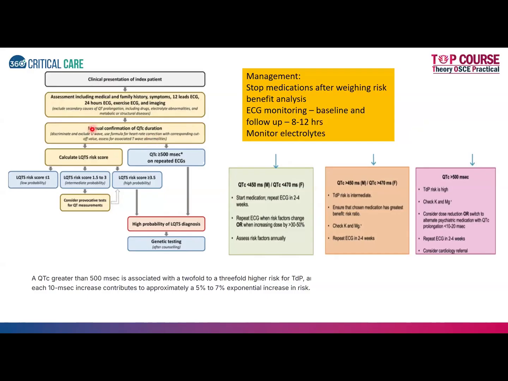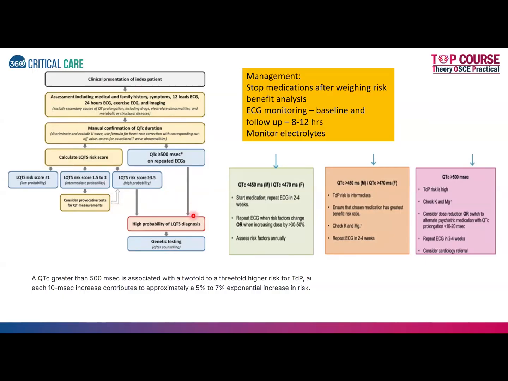Manual confirmation of QT and corrected QT is required. Calculate the long QT risk score, that is the Schwartz score. All right. It could be less than or equal to 1, it could be 1.5 to 3. If it is greater than or equal to 3, then the probability is quite high. And if the QTc is more than 500 on repeated ECGs, then there is no need for further testing. That is a high probability of a long QT syndrome.